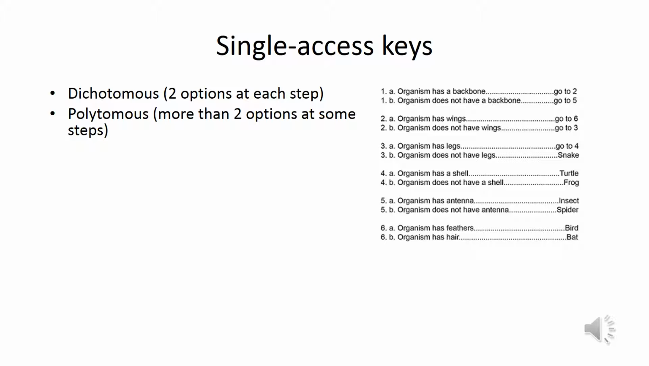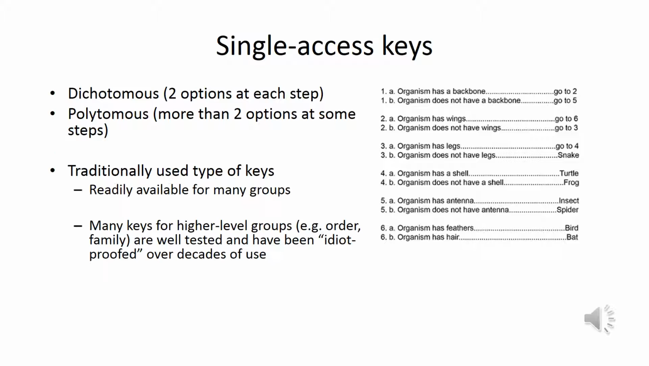There are two varieties of single-access keys. First, there are dichotomous keys, in which there are only two options at each step. Second, there are polytomous keys, in which there are more than two options at some or all steps. Single-access keys are the most traditionally used type of key. Single-access keys are readily available for many taxonomic groups, and there are many keys for higher level groups, for example, order or family, that have been well tested over the decades and are now somewhat idiot-proof, if you will.